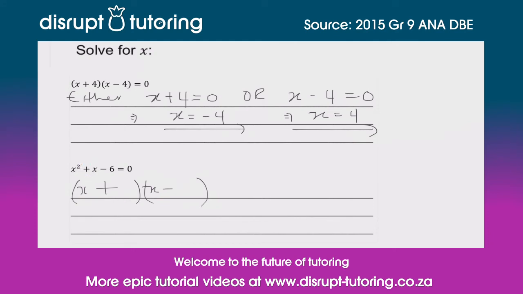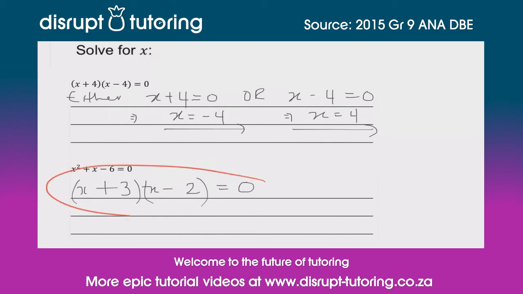Now we need to find two numbers that multiply to give you 6, but subtract to give you 1. So if we think of 1 times 6, that gives you 6, but if we go 6 minus 1, it gives you 5, which isn't the right answer. If we think of 2 times 3, 2 times 3 gives us 6, and 3 minus 2 gives us 1. 3 is our bigger number, so 3 would go to where the plus is, and 2 would go to where the minus is, and that equals 0.